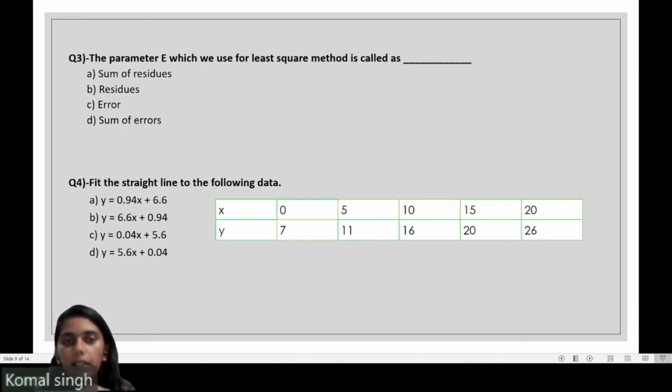That is, fit the straight line in the equation. So first we have to find x, then y, then xy, and then x square, and doing the proper calculation we get the value of m, that is slope, which is nearly 0.94. Then we have to find the initial value, that is b, which we also get by using that formula: b equal to y bar minus m x bar. So we get b equal to 6.6. So our answer is A.